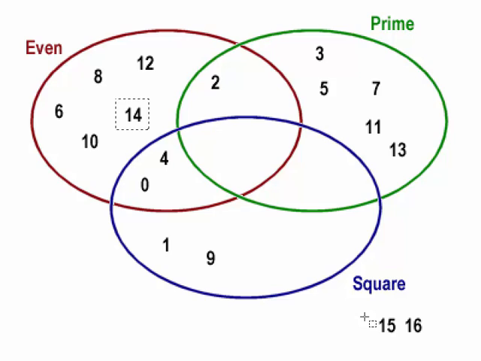15 is not square, it's not prime and it's not even, so it stays in the universal set. And then 16 is square and it's even. And there's our Venn diagram for part A.